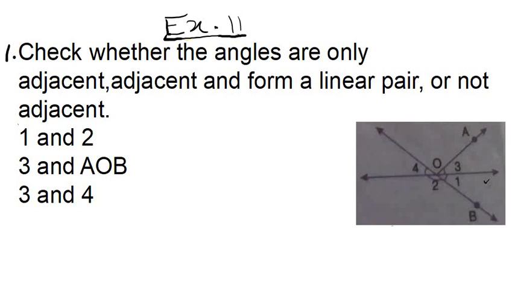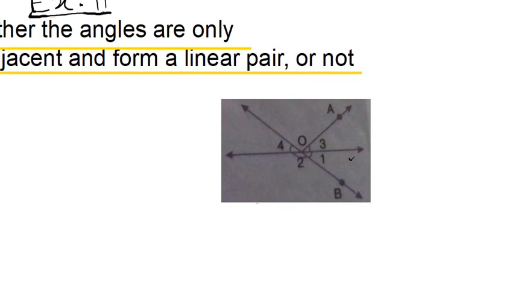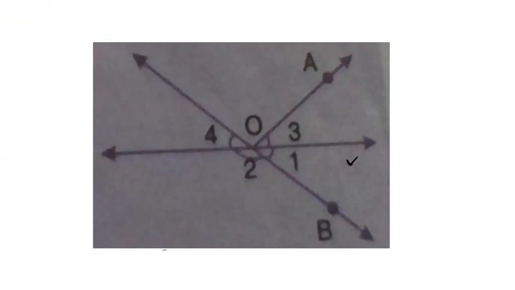In this video we are going to solve ICSE Mathematics Class 7 Chapter 11 Lines and Angles Exercise 11 Question 1. It says check whether the angles are only adjacent and form a linear pair or not adjacent, right? We have to check here. In this question a figure is given to us, right? We have to check whether these angles are adjacent or non-adjacent or adjacent and form a linear pair.